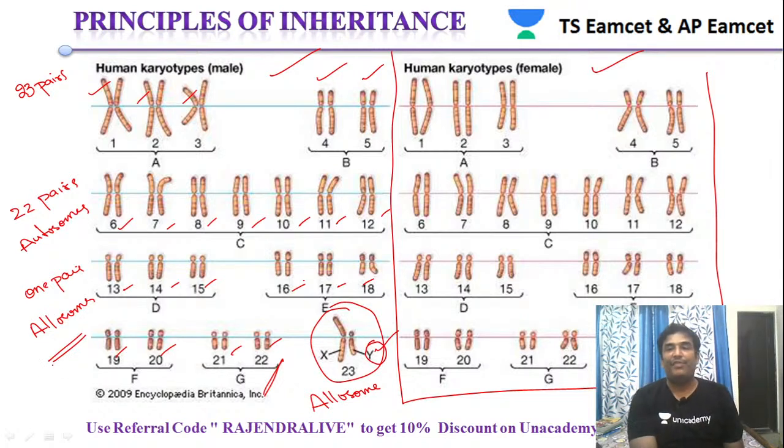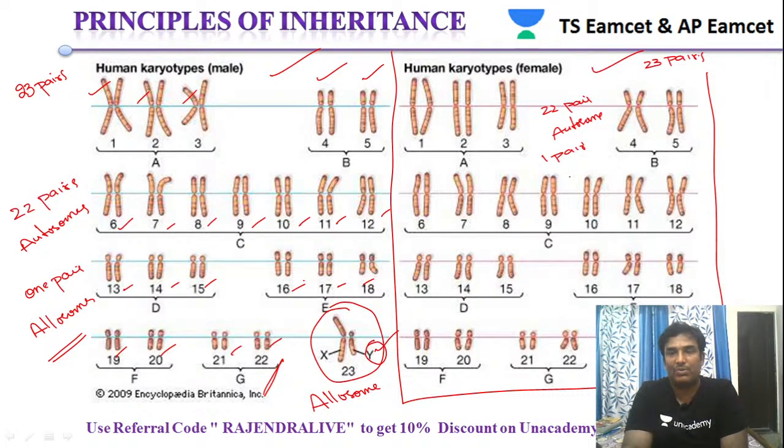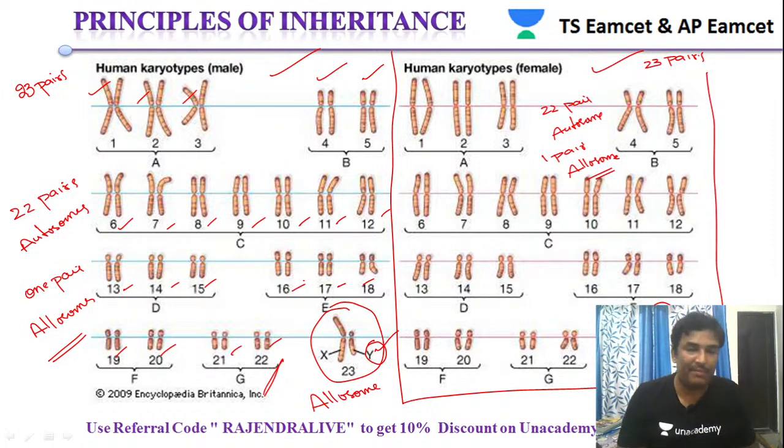Similarly in the case of females also we have the same thing. We have 23 pairs in females also. In that, 22 pairs are autosomes and one pair of chromosomes are allosomes. So 22 pairs will be autosomes and one pair will be an allosome. Okay.